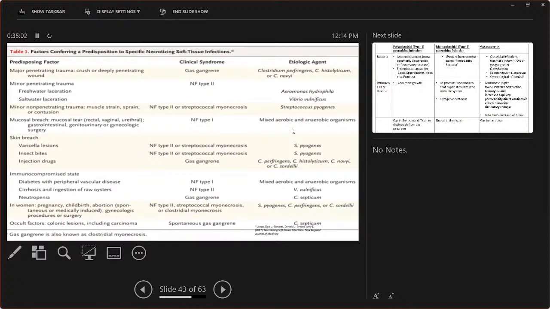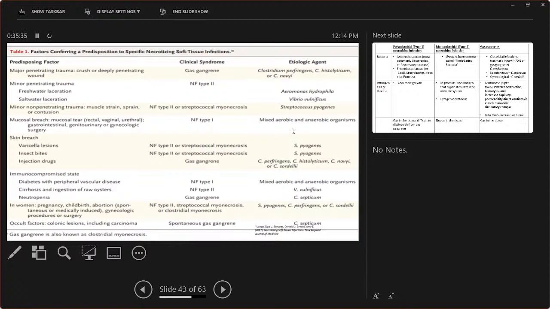So NSTI, we can classify. This is a table which classifies based on cause. The first four causes involve trauma. There is either major penetrating trauma like crush injury, penetrating injury like civil war injury, which is the historical cause of gas gangrene, and it is still common in India. Then there is minor penetrating injury or a minor non-penetrating injury like muscle sprain.